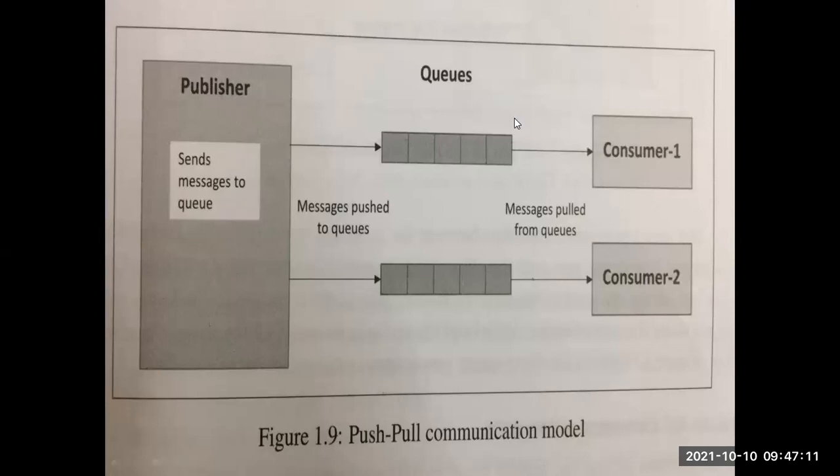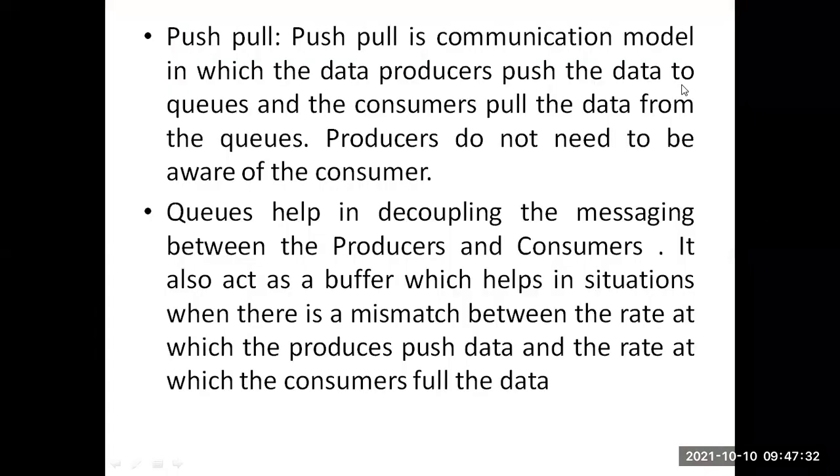Next is the push-pull communication model. In between, one queue is there. A queue stores the published data in order and delivers it to the consumer. Here in this push-pull communication model, the publisher pushes the data and the consumer pulls it through a queue. The producer pushes the data to the queue, and the consumer pulls the data from the queue.